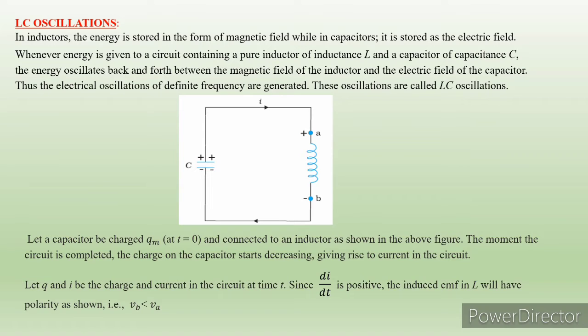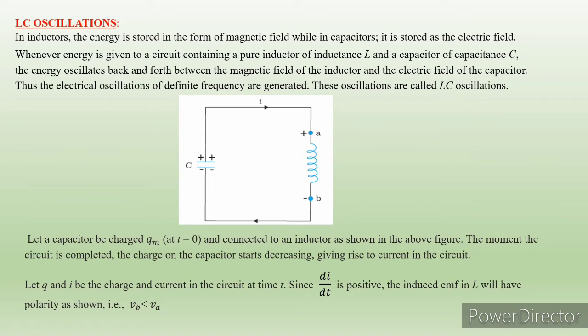LC oscillations. In inductors, the energy is stored in the form of magnetic field, while in capacitors it is stored as the electric field. Whenever energy is given to a circuit containing a pure inductor of inductance L and a capacitor of capacitance C, the energy oscillates back and forth between the magnetic field of the inductor and the electric field of the capacitor. Thus, the electrical oscillations of a definite frequency are generated. These oscillations are called LC oscillations.